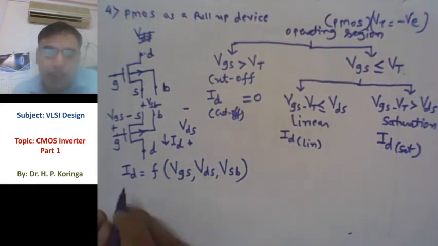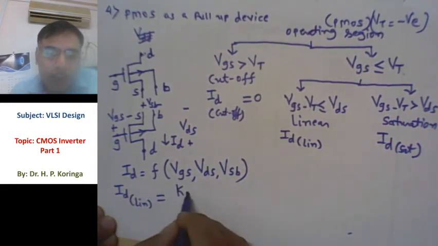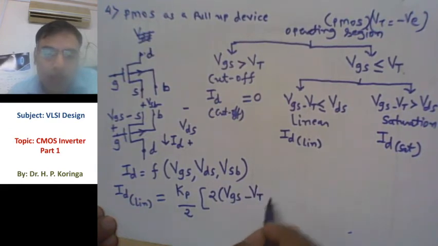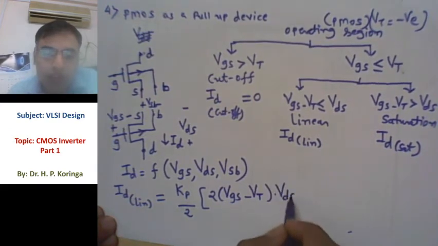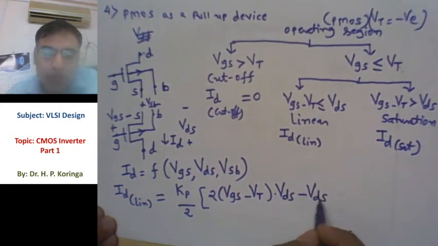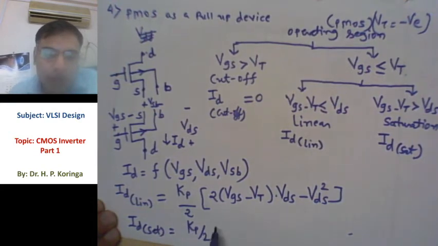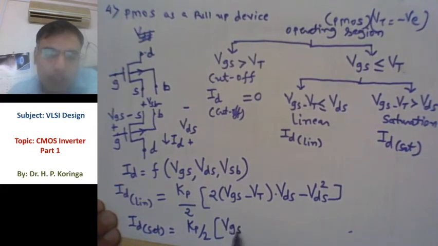And the ID linear and saturation current equations are the same as for the NMOS enhancement type inverter. So the ID linear current is defined as transconductance of PMOS, Kp by 2, into 2 times VGS of P MOSFET minus threshold of P MOSFET, into VDS of P MOSFET, minus VDS of P MOSFET squared. And the ID saturation current is defined as transconductance of P MOSFET by 2 into VGS of P MOSFET minus VT of P MOSFET, squared.